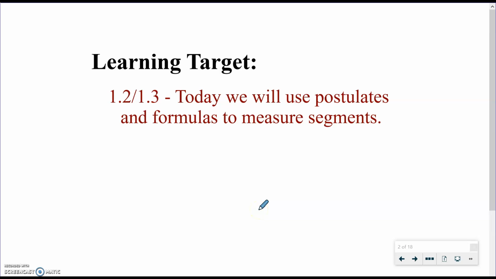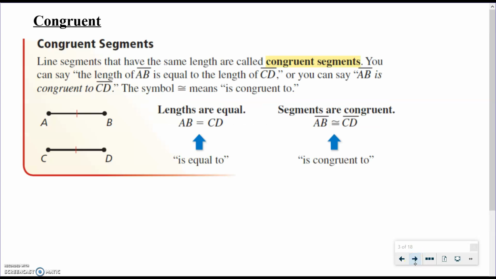Today we're going to talk about postulates and formulas to measure segments. So the first word we need to be familiar with is congruent. Congruent means it's exactly the same as. It's like saying they're equal to, but we use congruent a lot more in geometry because it means it's the exact same size and shape. So we would say, in this case, AB and CD are the same, so segment AB is congruent to segment CD.